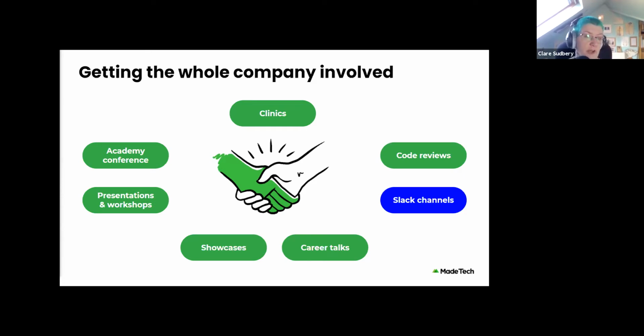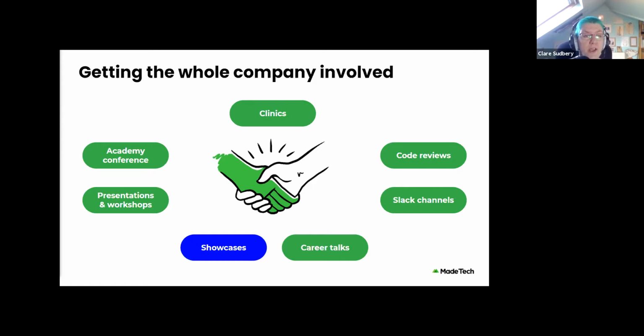And we also encourage our academy engineers to go out and join all of the other Slack channels in the rest of the company. We bring in other people, not just engineers, from the rest of the company to talk about their careers. We try to have a really diverse range. So we have people who don't have degrees, for instance, who've followed non-traditional routes through their careers. We try to have a really broad range of people who've followed different career paths, just to show that there isn't only one way of doing it.